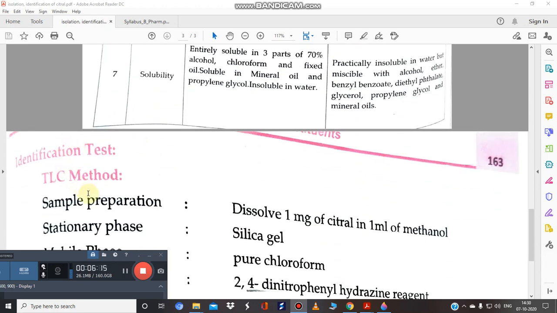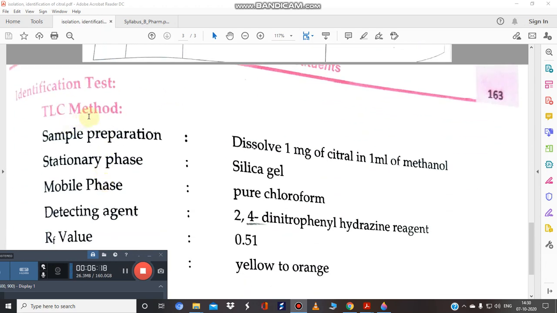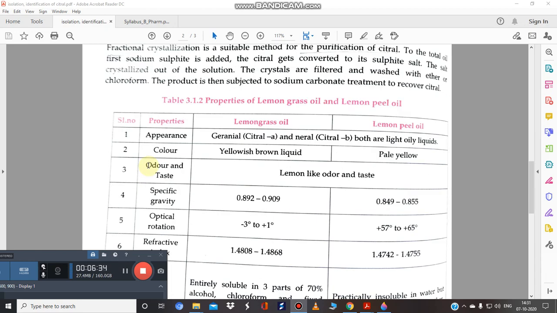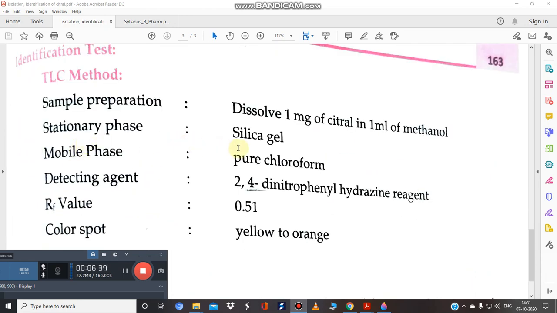So let's talk about its identification now. Again, the TLC method is explained here. I request you to watch the procedure of TLC, and we know that for chromatography we need two things: the stationary phase and the mobile phase. What is the stationary phase in the TLC? Just silica gel G is used. And what is the mobile phase in the case of citral? Pure chloroform. The detecting reagent is 2,4-dinitrophenyl hydrazine reagent. And the Rf value of citral is 0.51.